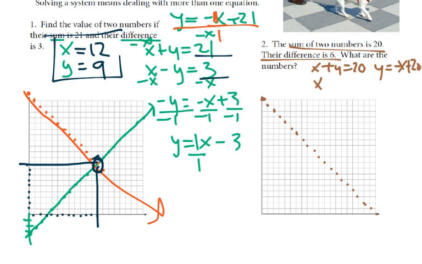Their difference is 6. So x minus y equals 6. So I would have to subtract x from both sides. Get negative y equals negative x plus 6. Divide by negative 1. And we get y equals positive x minus 6, right? So I go down 6. 1, 2, 3, 4, 5, 6 to start us off. And then up 1 over 1, because that's the slope. Up 1 over 1, up 1 over 1, up 1 over 1, up 1 over 1.